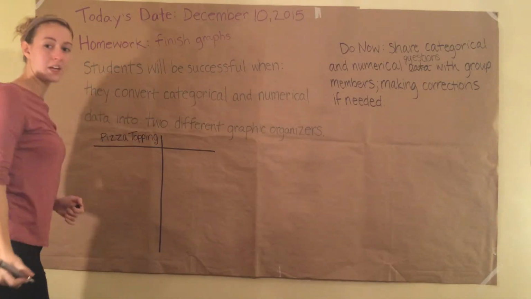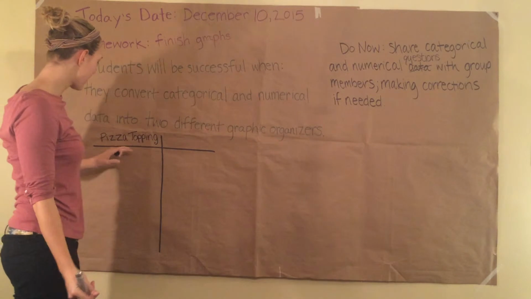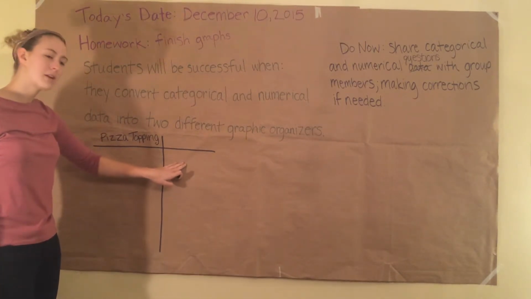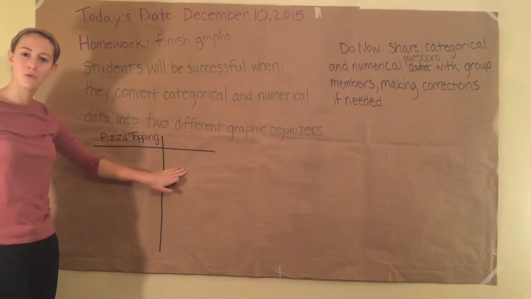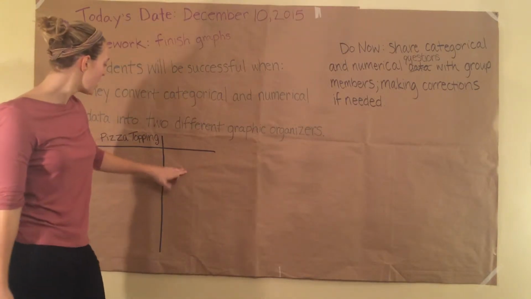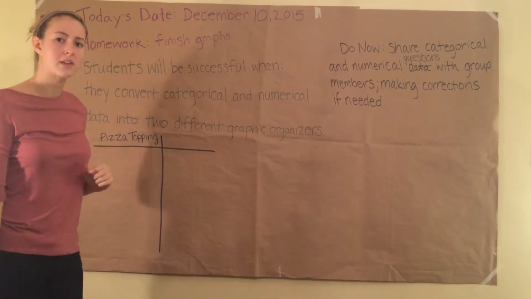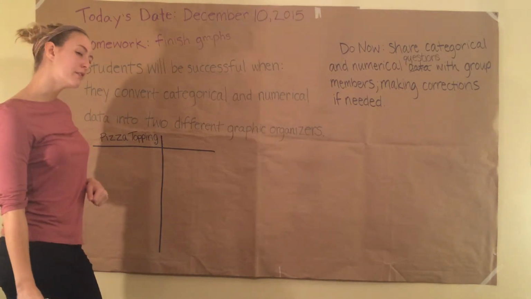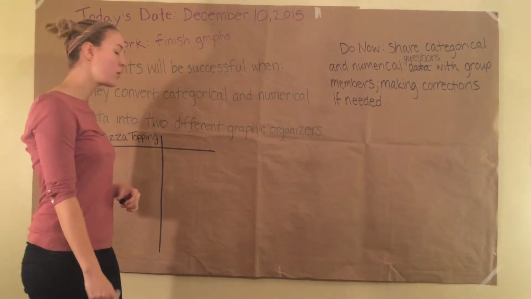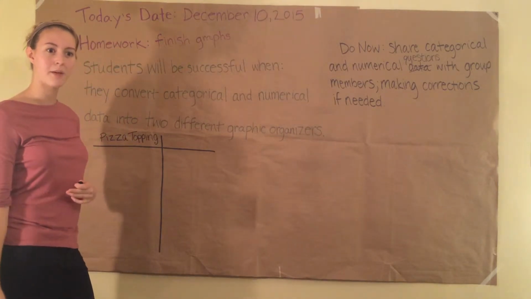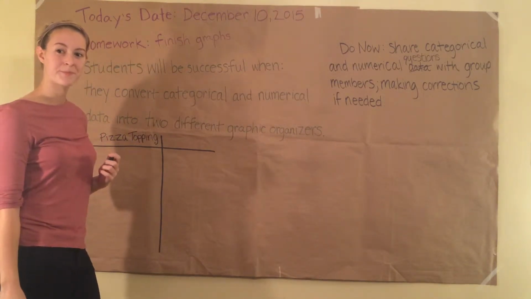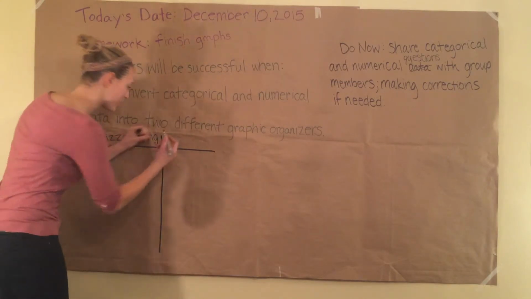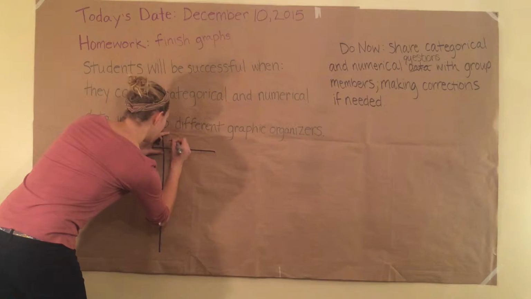Pizza topping. Very good. Now we're going to have all of our categories over here. But now we want to know how many people chose that specific topping. So what do you think we can write over here to represent that? Very close. Not quite. Can anyone help Tim out? Okay, number of students that chose that topping. Very, very good.